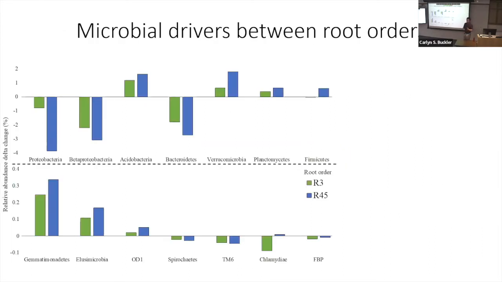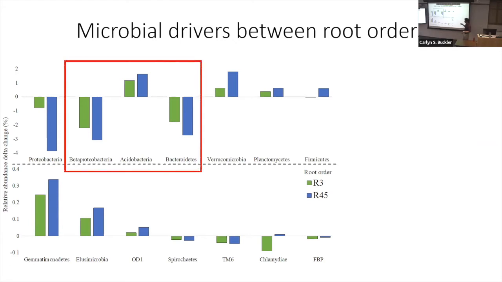So what about the taxa? Who exactly are driving these patterns between different root orders? Here we're looking at different phyla, which is just a taxonomic rank. These are all for bacteria. There's a whole bunch of different taxa here. Most of them don't mean anything, but the ones that I really want to point out are these three here: the beta proteobacteria, the acidobacteria, and the Bacteroidetes.